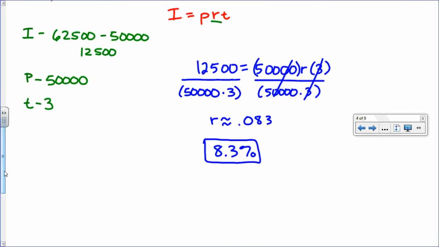So good question. That is something that you'll have to think about doing. But like I said, simple interest is the only formula that starts with I and not A. Okay.